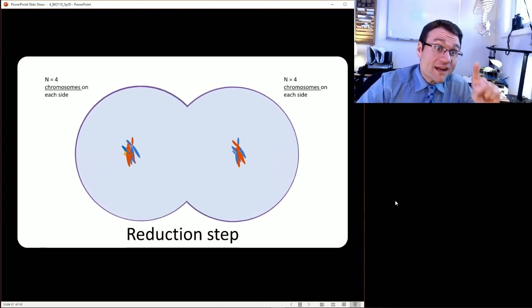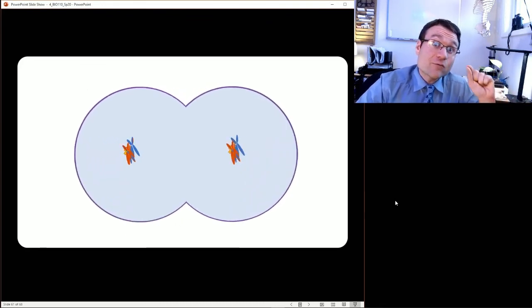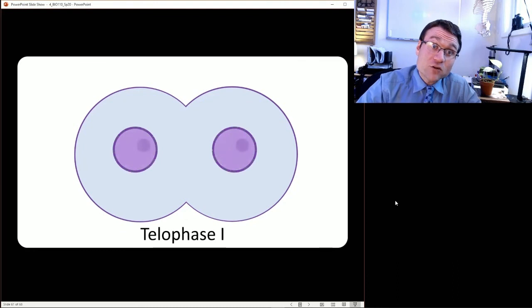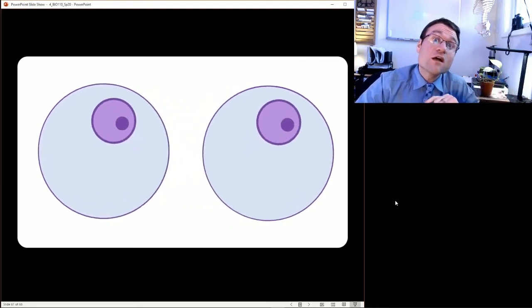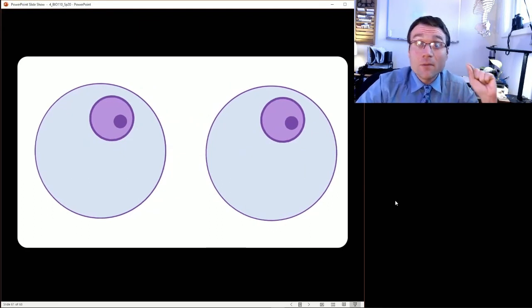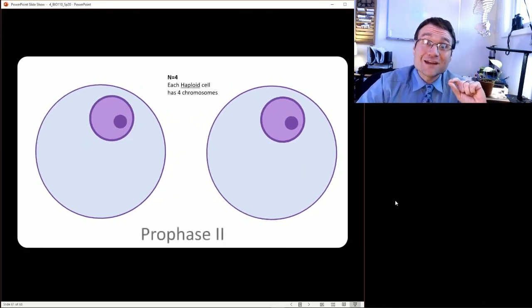And now, right here at the end of meiosis 1 is when we form haploid daughter cells, which only have 4 chromosomes each. So make sure you know the steps and in what order they come before you get to any kind of test here.